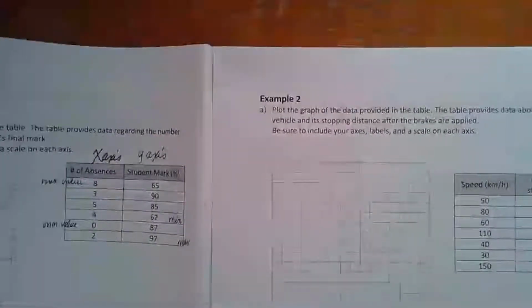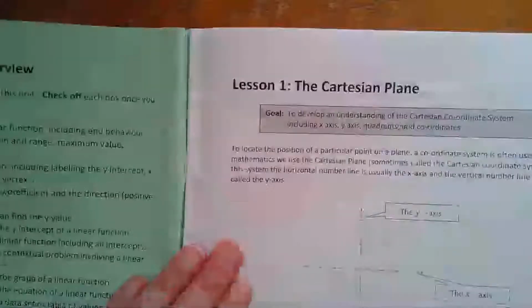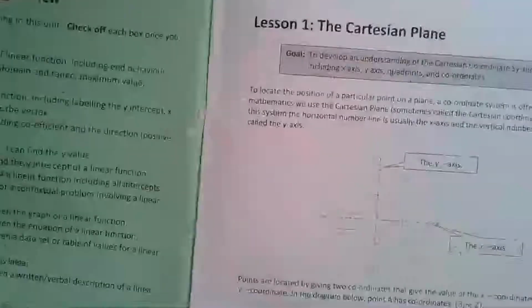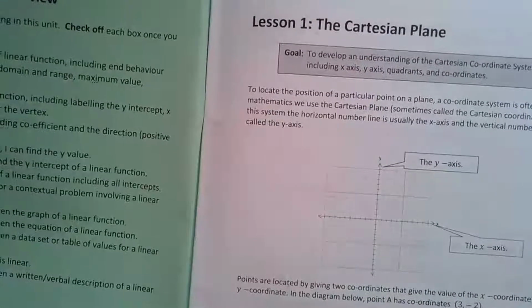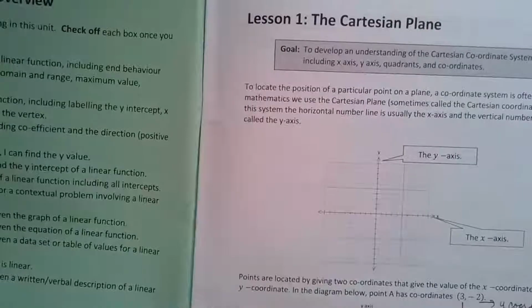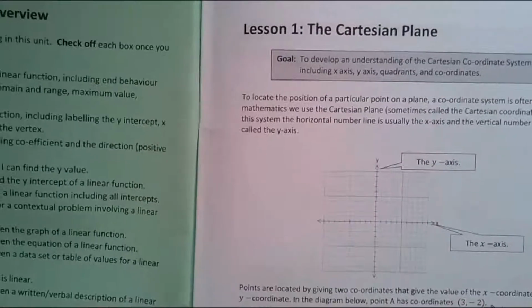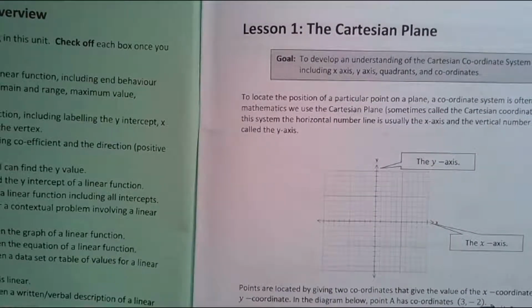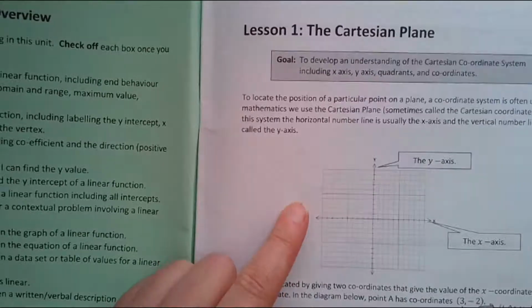So yesterday we learned what the Cartesian coordinate system is. It's the XY axis that I'm sure you've seen in other math classes and also in science classes, right? That's how we graph our data. We collect raw data and we graph it.